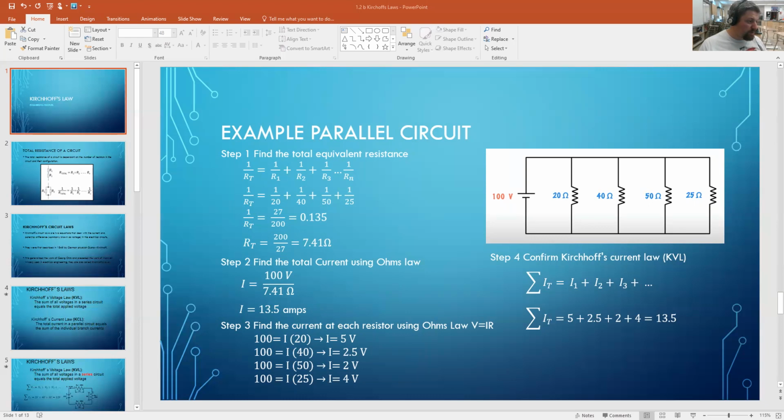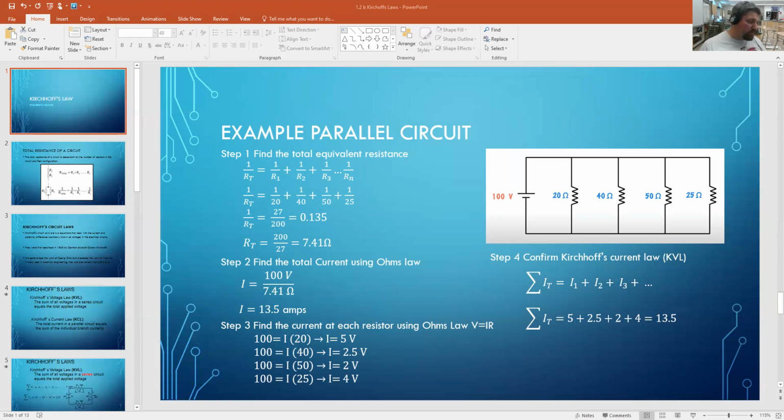So then what we're going to do is find the current at each resistor. Again, we're going to do the same thing, but this time it's a lot easier because the voltage is always the same. The voltage at the 20 ohm resistor is 100. The 40 is also 100 volts, 50 at 100 volts, 25 is at 100 volts. So all we do is take 100 is equal to I, the current at the 20, times the resistance of 20. That gives me a current of 5. And when I do that down all the way, 100 equals I times 40, which gives me a current of 2.5. 100 equals I times 50, with the I turning into 2. And 100 equals I times 25, which gives me a current of 4.